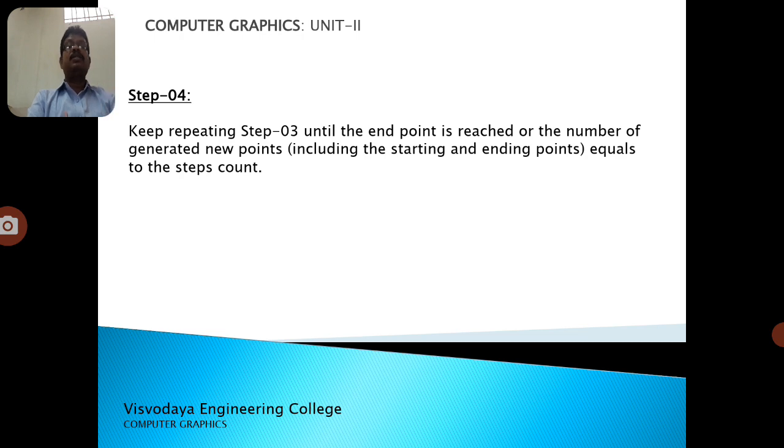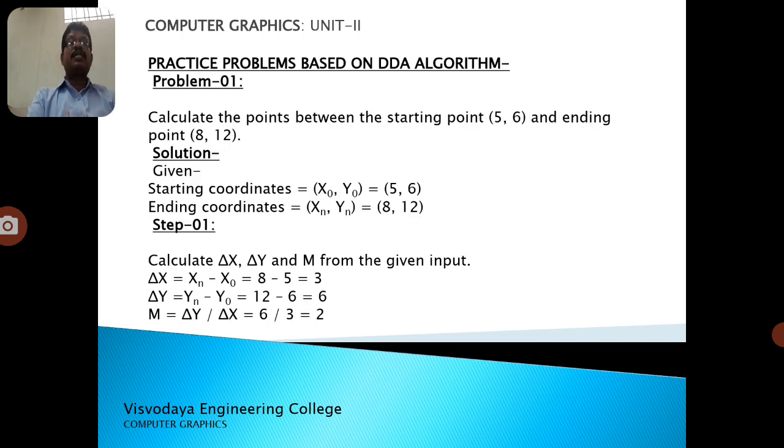So this is one. Coming to the practical example of this DDA algorithm, we can observe 4 important steps. The first one is taking the initial and ending coordinates. Next, we find the delta x value, where delta x is the differential value of x, the delta y value, the differential value of y, and the m value, that is the slope value, m equals delta y by delta x.